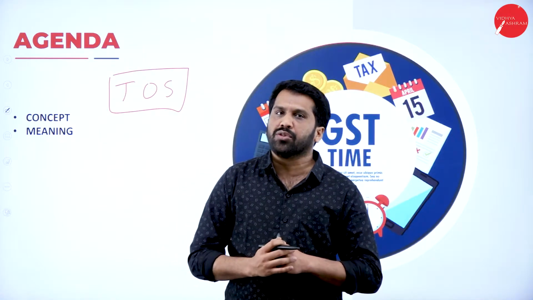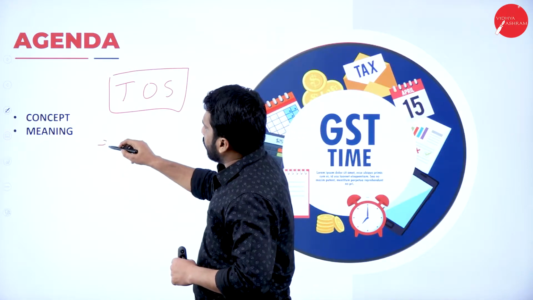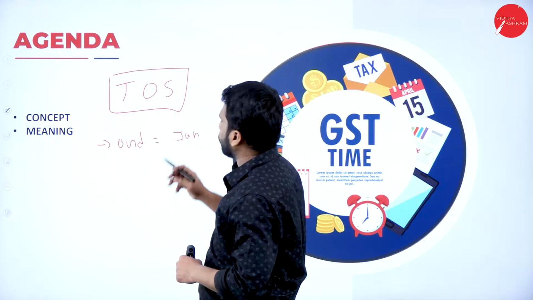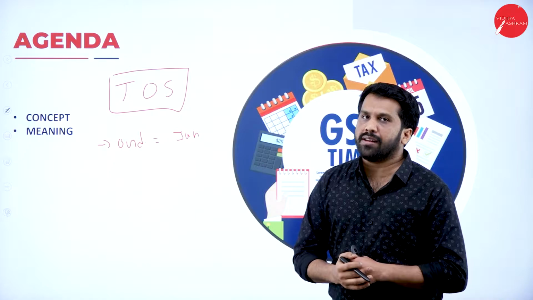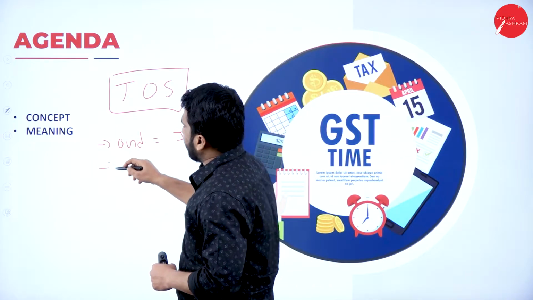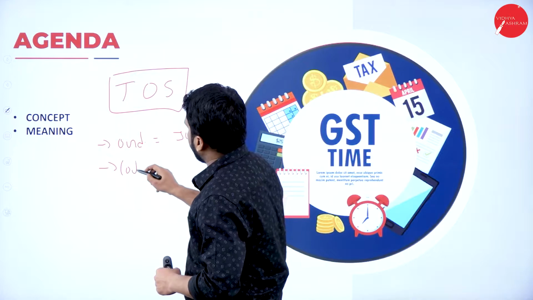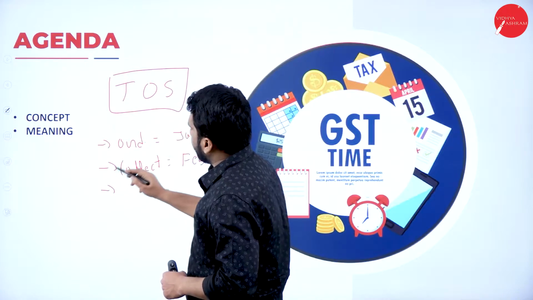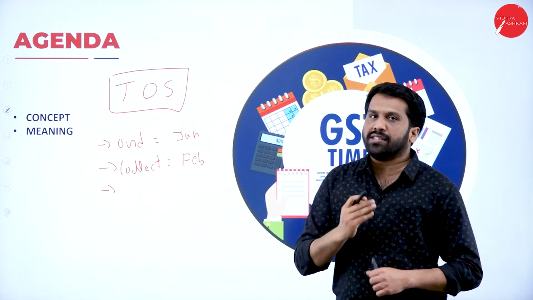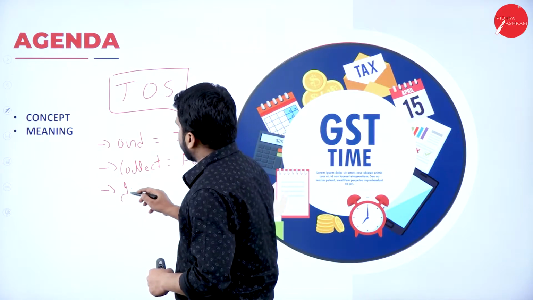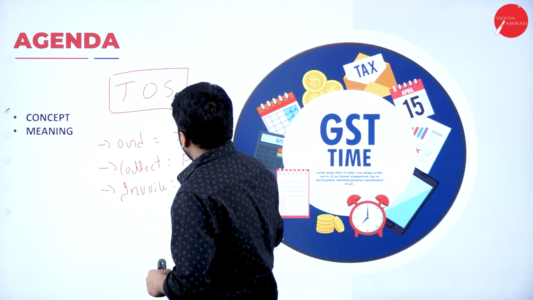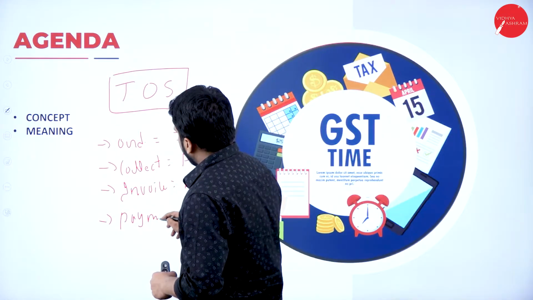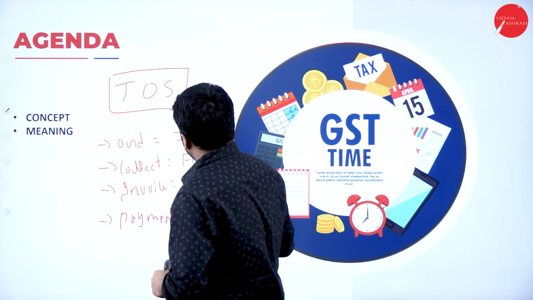Now, just assume that you ordered in the month of January, or else you checked the goods in the month of January, and then when you collected your goods in the month of February, and again after collection the invoice has to be prepared. Your invoice is made in the month of March and you made payment in the month of April.